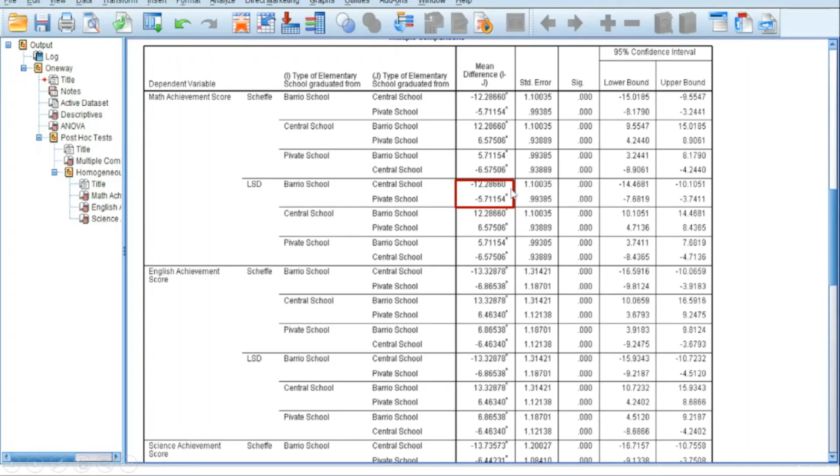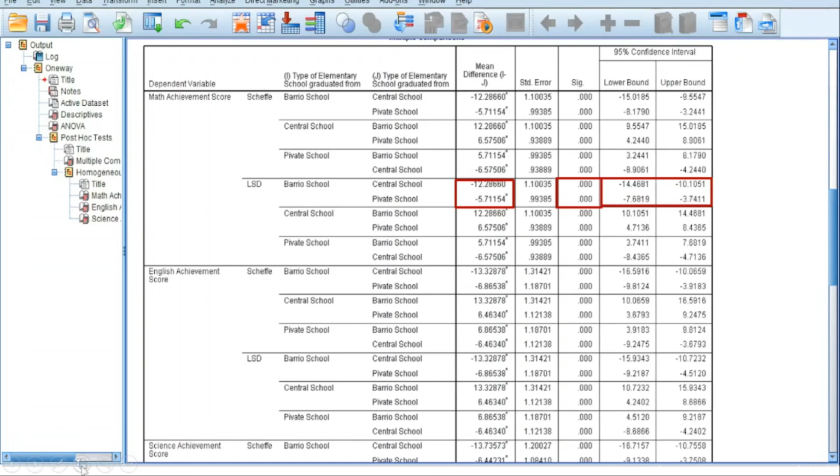And you can see here in the p-value column that the p-value is 0.00, which is less than 0.05. Then that indicates that the difference between the mean achievement score of students in math who came from various school and central school are significantly different. And you can see also here the 95% confidence interval. Then you can say here that we are 95% confident that the mean difference of negative 12.29 is between negative 14.47 and negative 10.10.